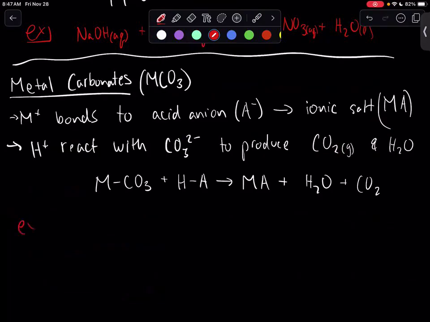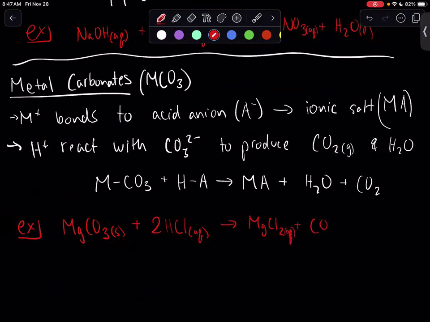We'll start it the same way. Magnesium carbonate, MgCO3. This is going to be a solid base plus 2 hydrochloric acids in solution. That will react to form magnesium chloride, aqueous, plus CO2 gas plus H2O liquid.